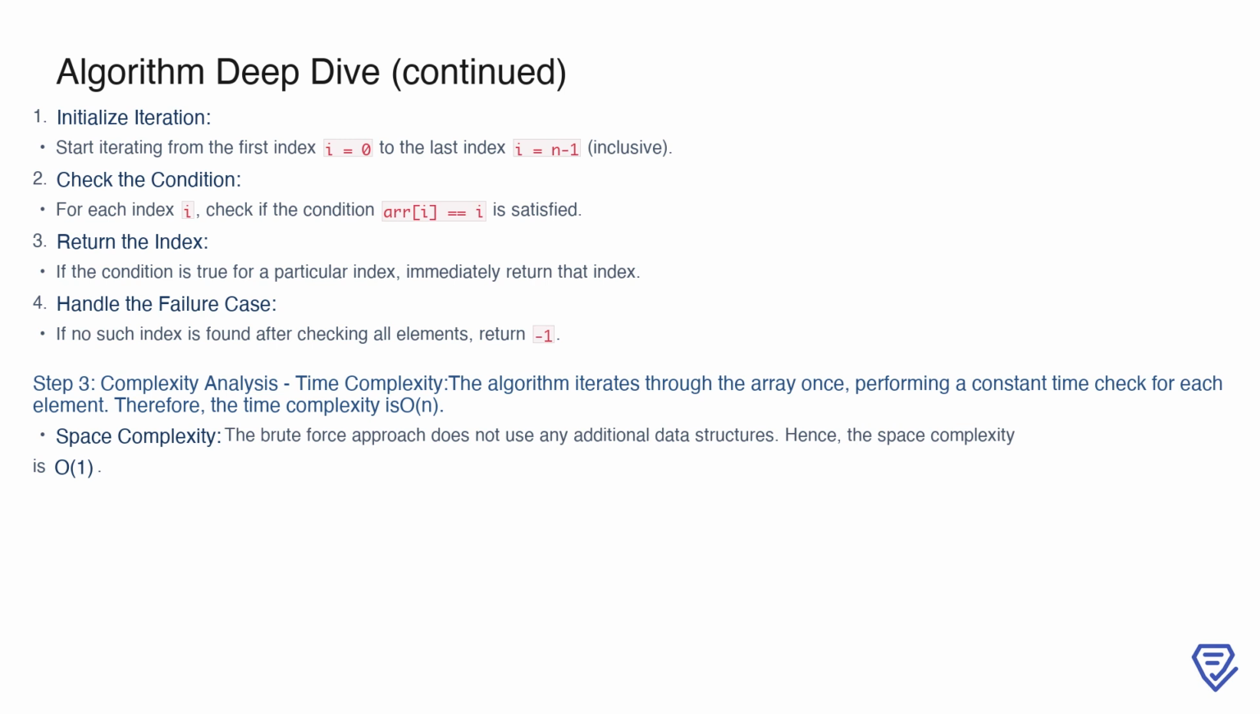From a complexity standpoint, this algorithm is straightforward. It requires a single pass through the array, making the time complexity O(n). Additionally, since no extra data structures are used, the space complexity is O(1). While the brute force method is simple to implement and understand, it is not the most efficient solution in all cases, especially when the array is sorted. However, it is a good starting point to understand the problem.